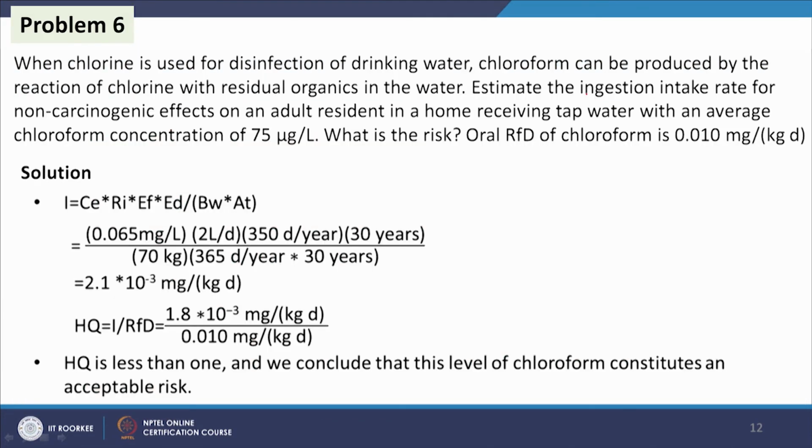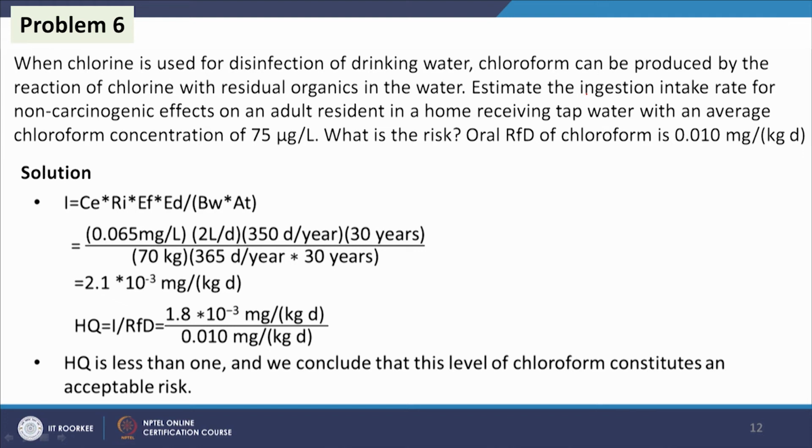So, the statement of the next problem is, when chlorine is used for disinfection of drinking water, chloroform can be produced by the reaction of chlorine with residual organics in the water. Estimate the ingestion intake rate for non-carcinogenic effects on an adult resident in a home receiving tap water with an average chloroform concentration of 65 microgram per liter. What is the risk? Oral RfD of chloroform is 0.010 mg per kg day.